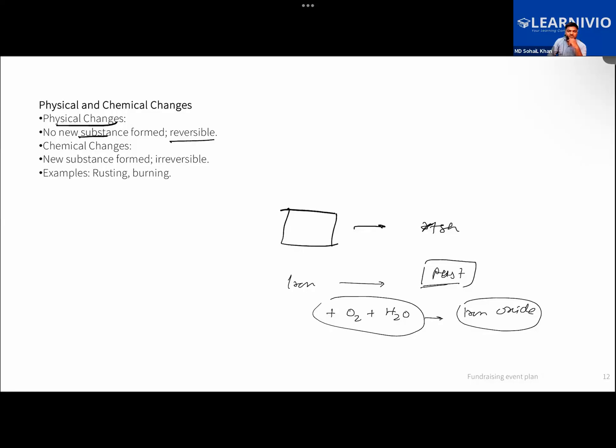Yes, Priyanka, can you give an example of a change where both physical and chemical changes are observed simultaneously?